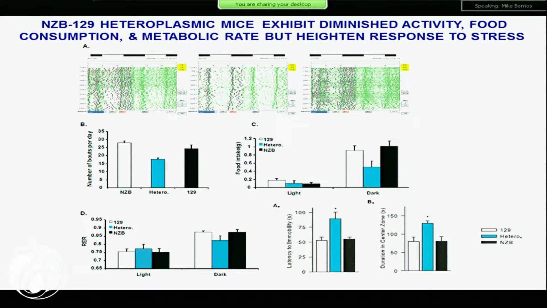When we put the animal into a stressful environment, the 129 and the NZB animals quickly learned that the environment was not threatening, and they calmed down, but the heteroplasmic animal was out of control. So it's hyperexcitable, but also depressed.